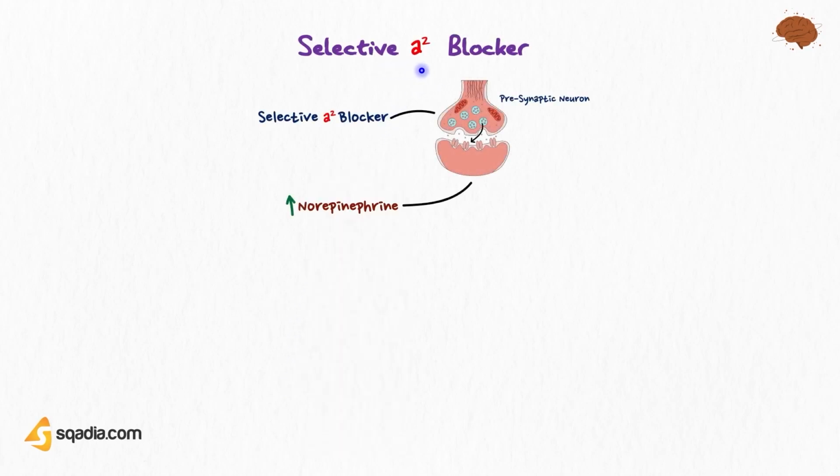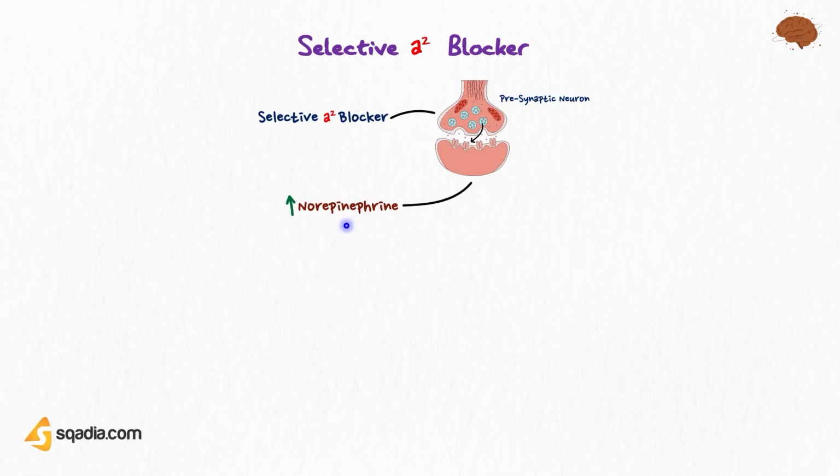Now, selective alpha-2 blockers, also known as selective alpha-2 adrenergic antagonists, are a class of medication that specifically block alpha-2 adrenergic receptors. These receptors are found in various tissues and organs, including the central nervous system, where they act on the presynaptic neuron, and in blood vessels and smooth muscles. By blocking alpha-2 adrenergic receptors, selective alpha-2 blockers interfere with the normal functioning of norepinephrine.